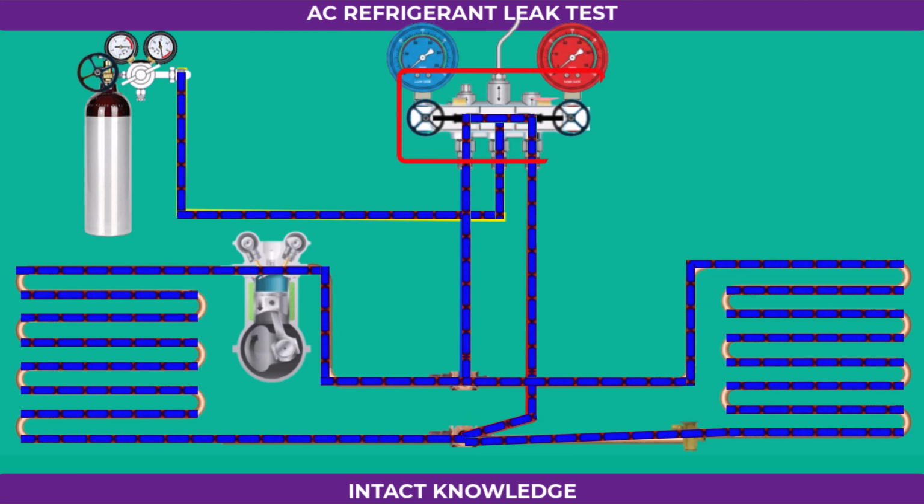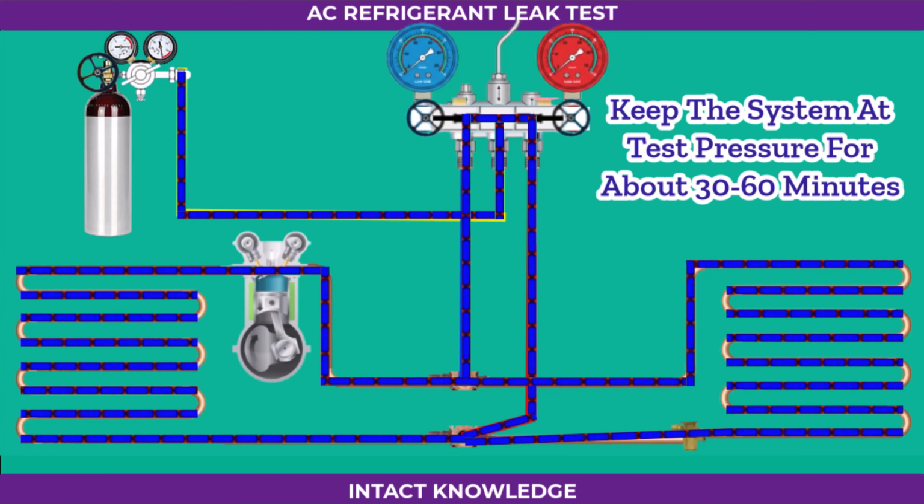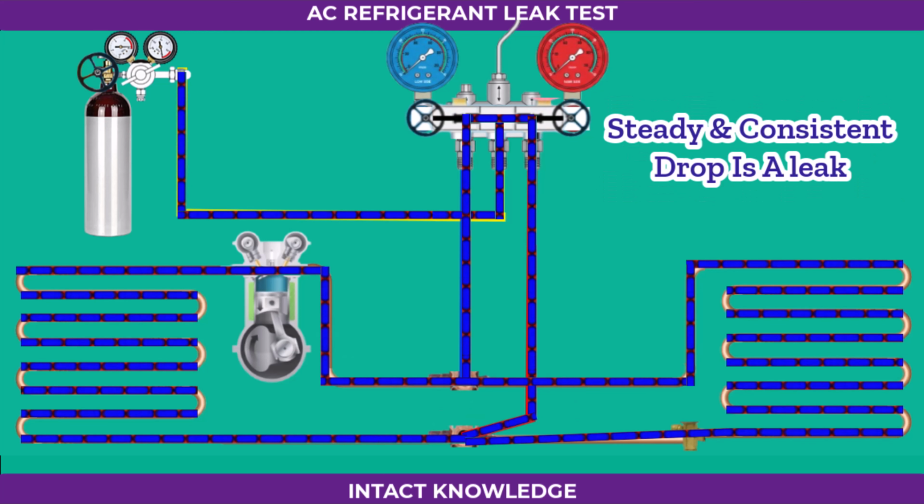When the test pressure is reached, close the manifold valves so the system holds nitrogen independently. Now we wait. Keep the system at test pressure for about 30 minutes to an hour. Longer if possible. The longer the duration, the more accurate your leak check will be. Remember, slight pressure changes can occur naturally from temperature variations or gauge tolerances. But if you see a steady and consistent drop, that indicates a leak.